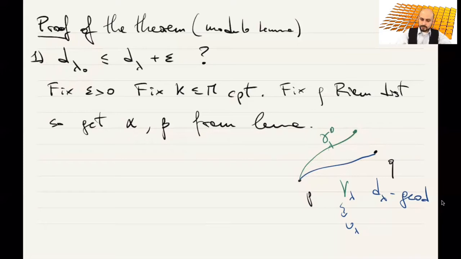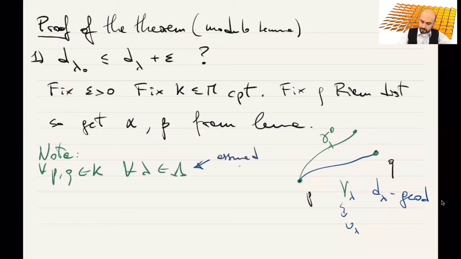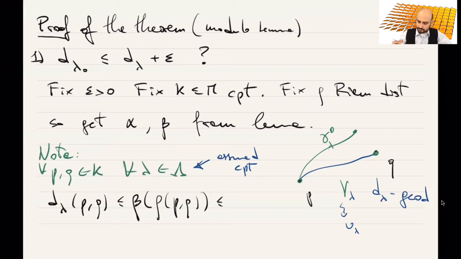Okay, so first of all, let me make the observation about the d_λ distance of these two points. So if we take the d_λ distance, let's make a note. For all points P and Q in K, and for all lambda in Λ, which, remember, we assume to be compact, the distance d_λ(P,Q) is less than β(ρ(P,Q)), which is less than some fixed number, which we can take to be the diameter of K with respect to ρ.